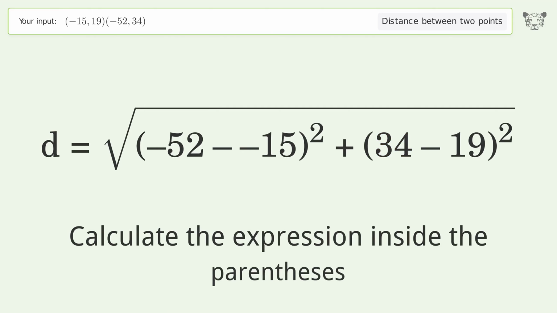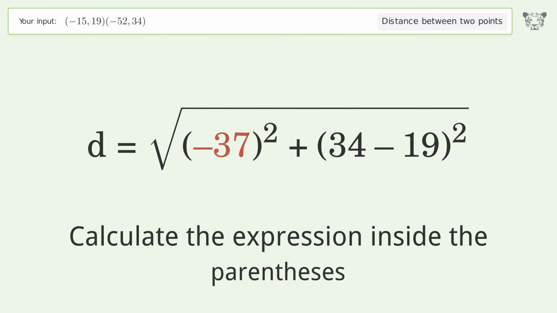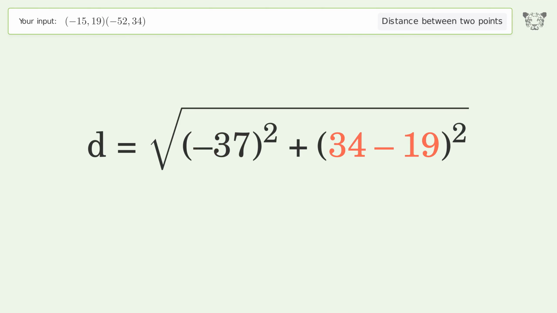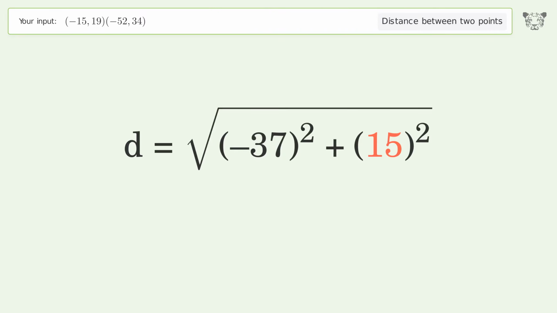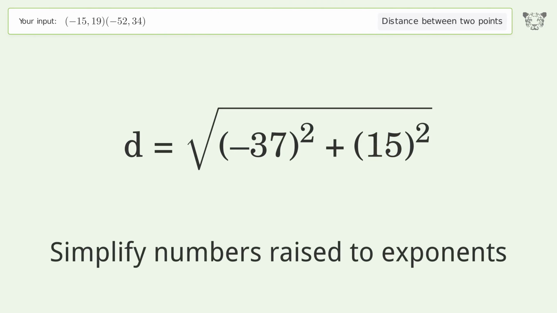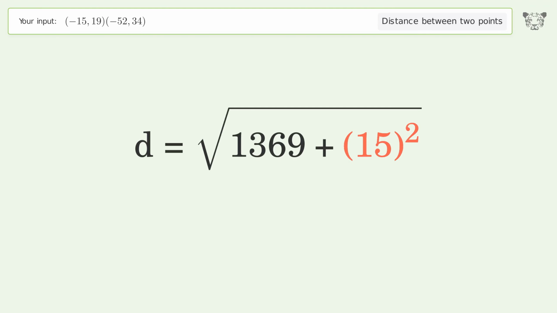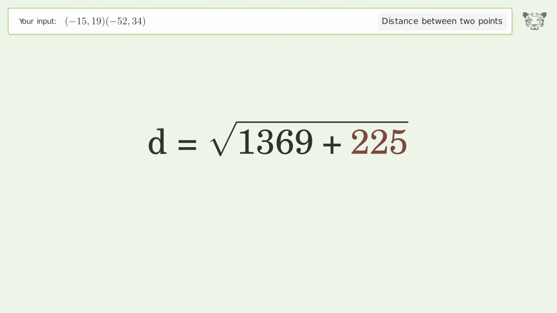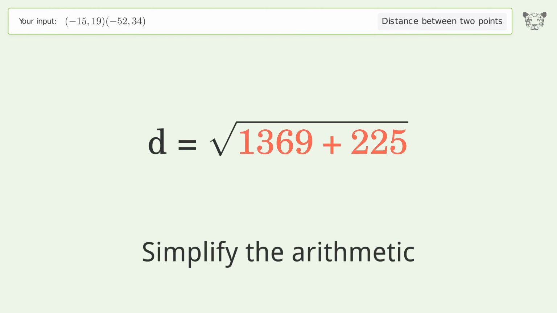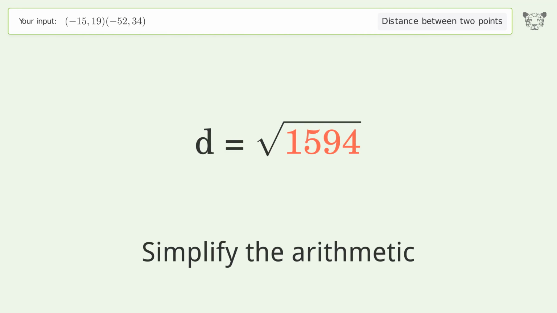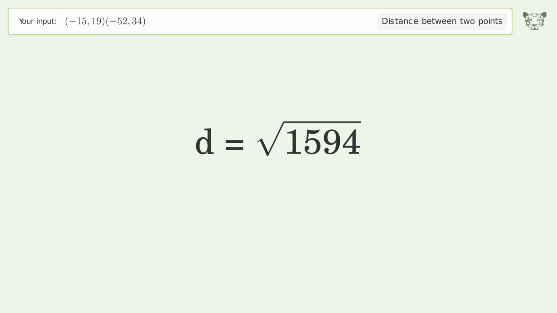Calculate the expression inside the parentheses. Simplify numbers raised to exponents. Simplify the arithmetic. And so the distance between the 2 points is the square root of 1,594, or 39.925.